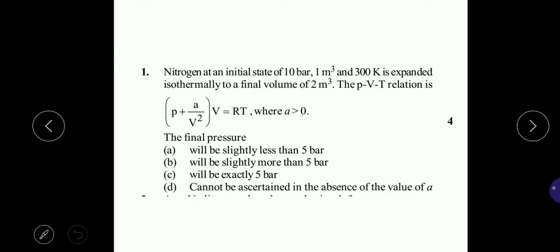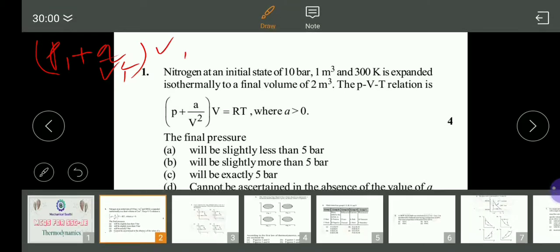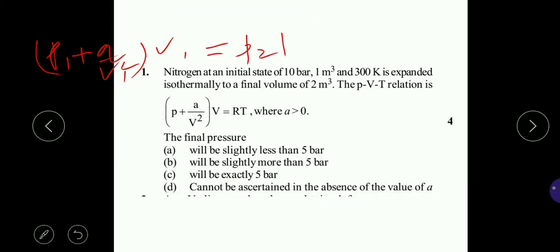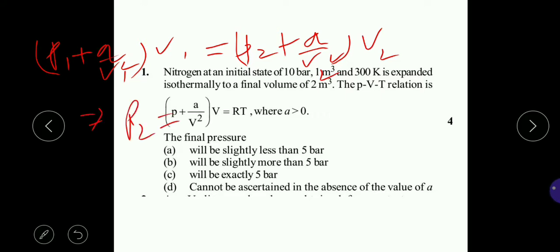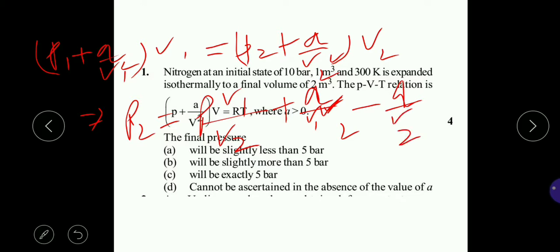So I can write this term at state 1 will be equal to this term at state 2. So I can write (P1 plus A by V1 square) whole into V1 will be equal to (P2 plus A by V2 square) whole into V2. So I need to find out P2. So P2 will be equal to what? P1 V1 divided by V2, plus A by V1 into V2, so V1 by V2, minus A by V2 square.